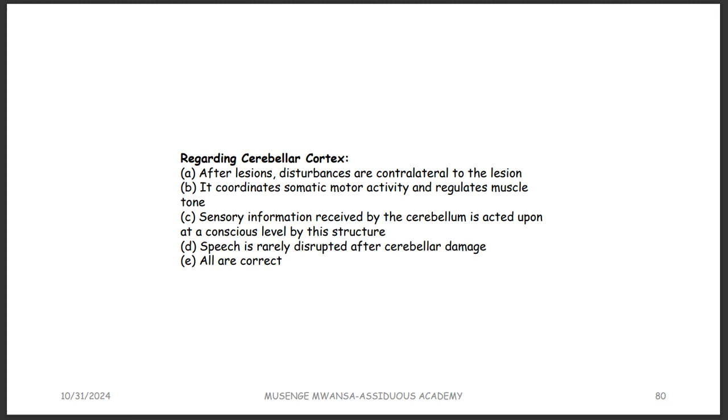So what will happen if there is injury to the cerebellum, since speech is mostly controlled by Broca's area? Is it going to be affected or not? So meaning that this is correct? Is there another option before you can move? Is there anyone who is thinking about any other option before you move to the next?